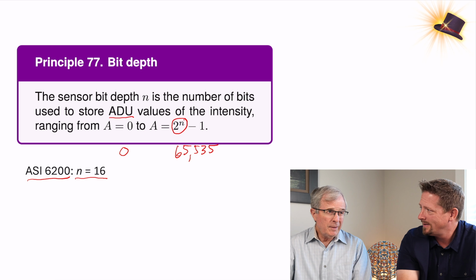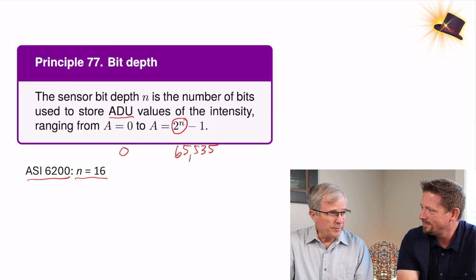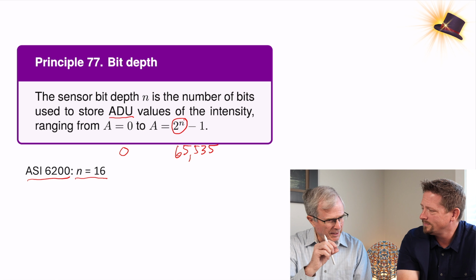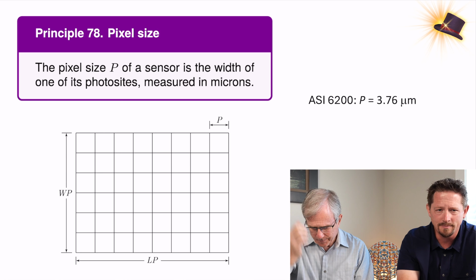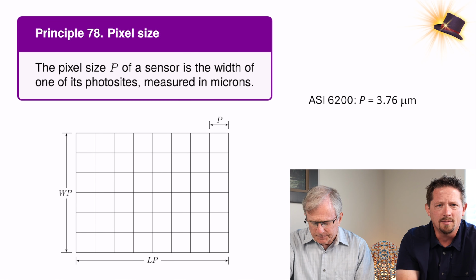I think the reason a lot of astrophotography cameras have higher bit depths is that we're recording incredibly faint things. On the very low end of brightness, you want to get as many of those photons as you possibly can.